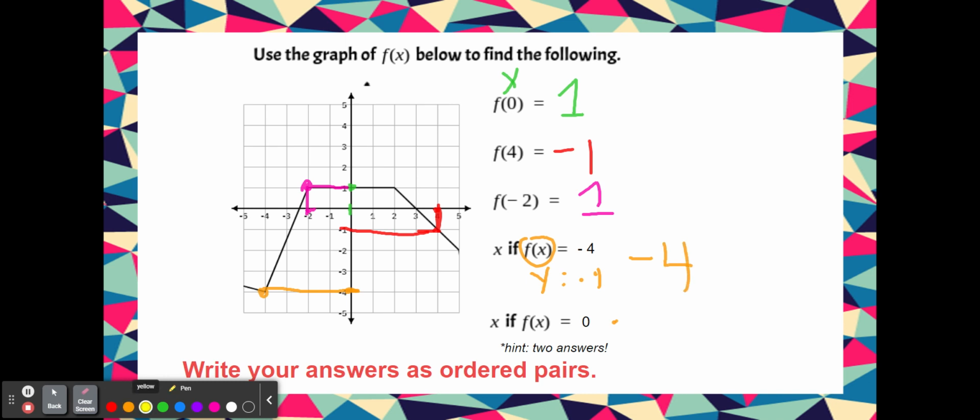Okay, we'll do one more. Find x if f of x is 0, so again, 0 is equal to the y value. So when y is 0, well, it hits here at 3. Is there any other? Also here, we're going to estimate that at -2.5. It doesn't hit anywhere else, just those 2 points on the line.